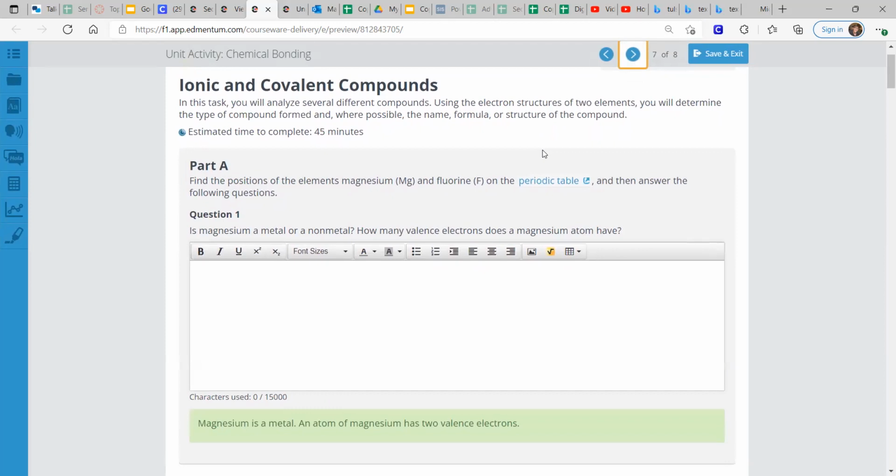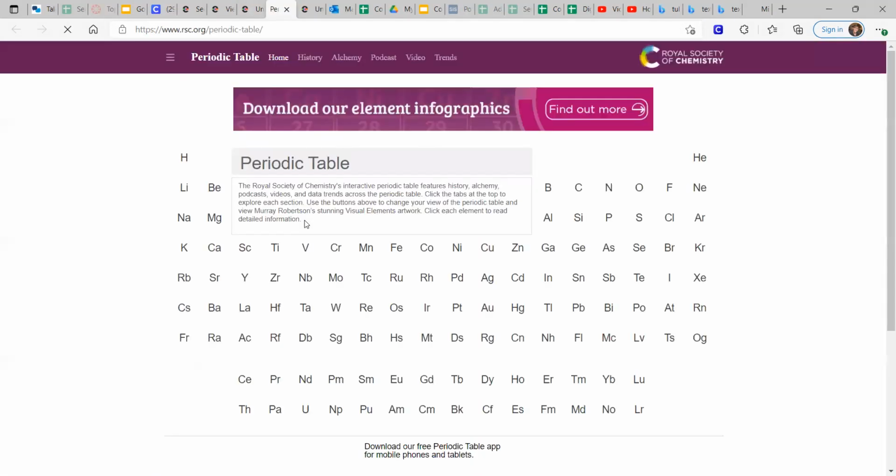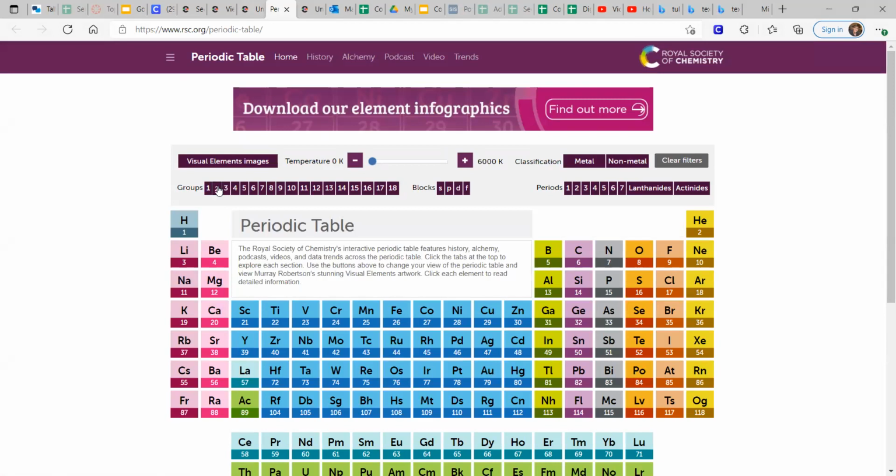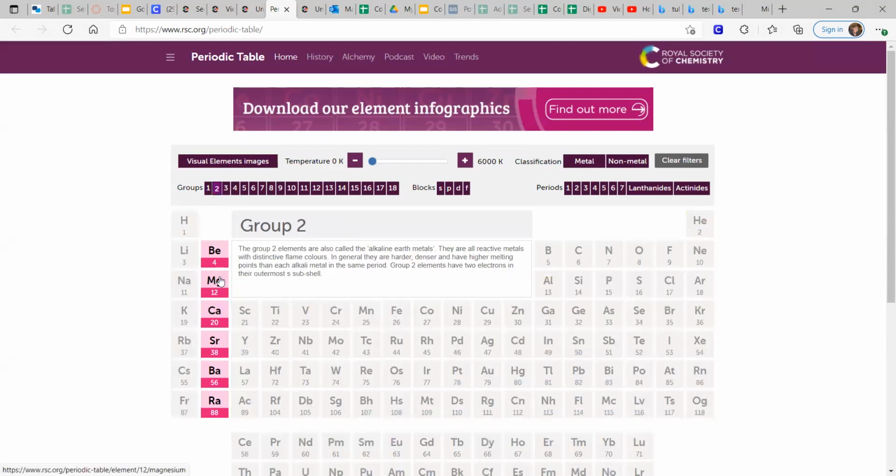Ionic and covalent compounds. Part A: find the positions of the elements magnesium and fluorine, and then answer the following questions. So we'll open up the table. Looking for magnesium. It's right here, in the second group. This is the alkaline earth metals. So magnesium is in fact a reactive metal.